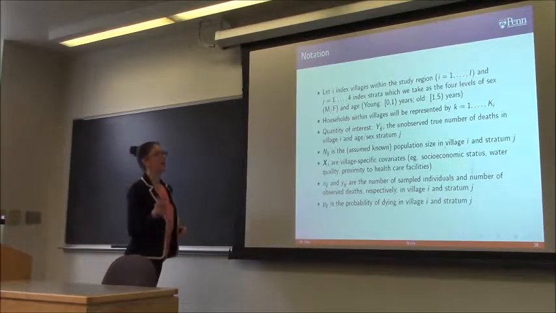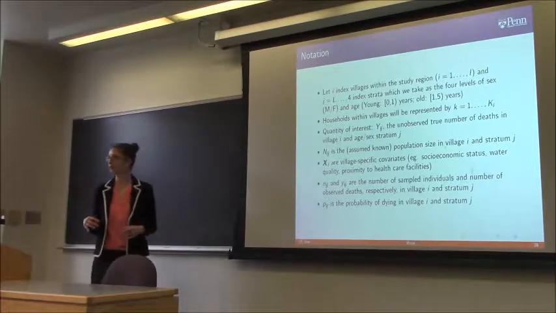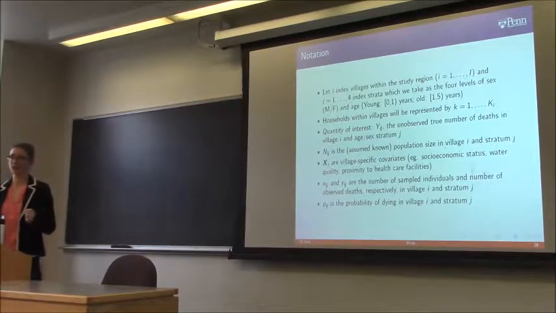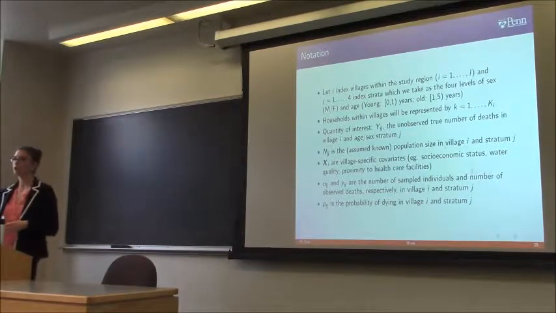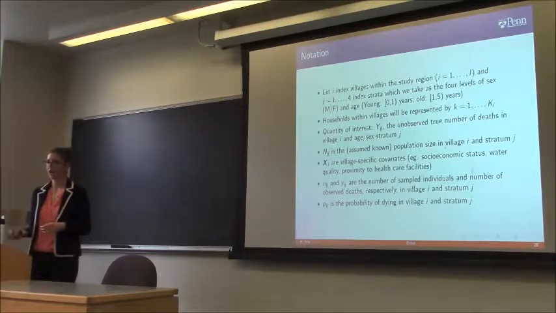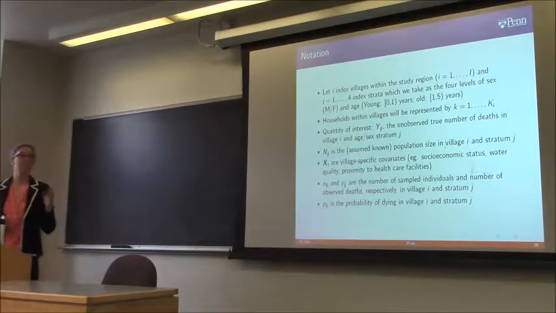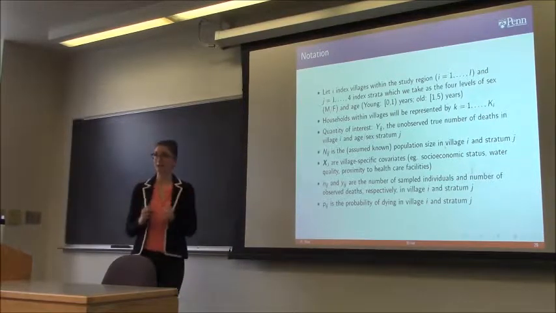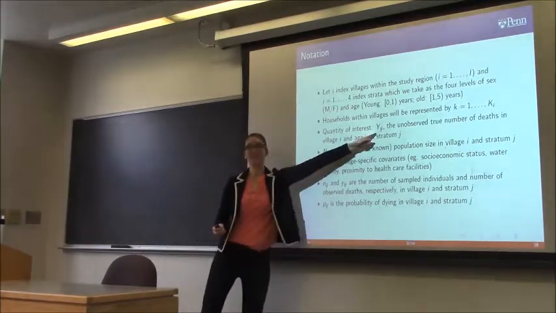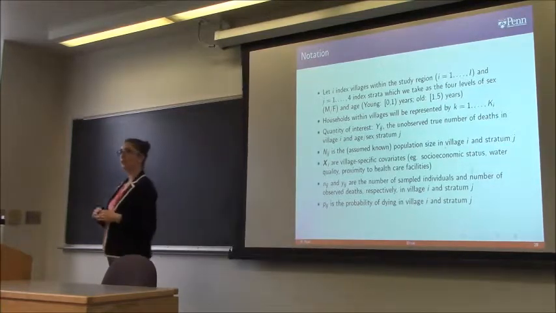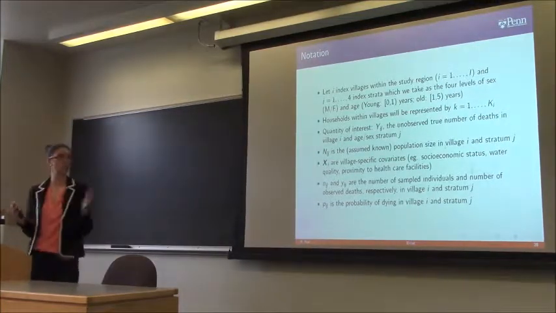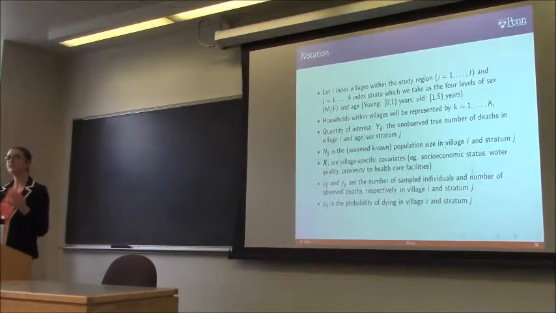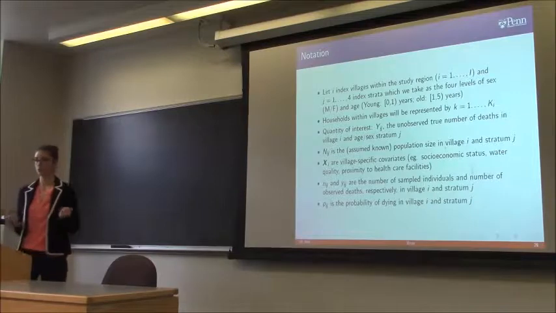Okay, and then we have households within villages that will be represented by K, and our quantity of interest is denoted by capital Y_ij. So that is the unobserved true number of deaths in village i and age-sex stratum j. So this is our target of inference. So I want to make my best guess, based on my sample, at this quantity. And I'm going to assume that I know the total number of people in a village, which is going to be denoted N_ij. And we'll also assume that we have some kind of village-level covariates. We'll denote those by X.